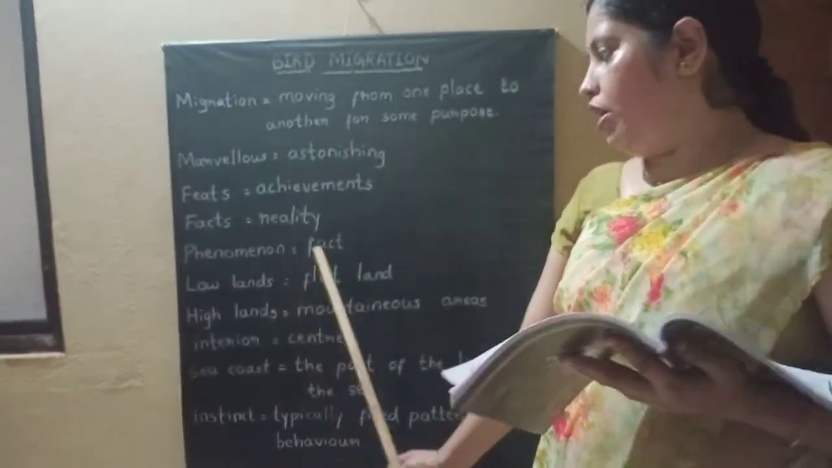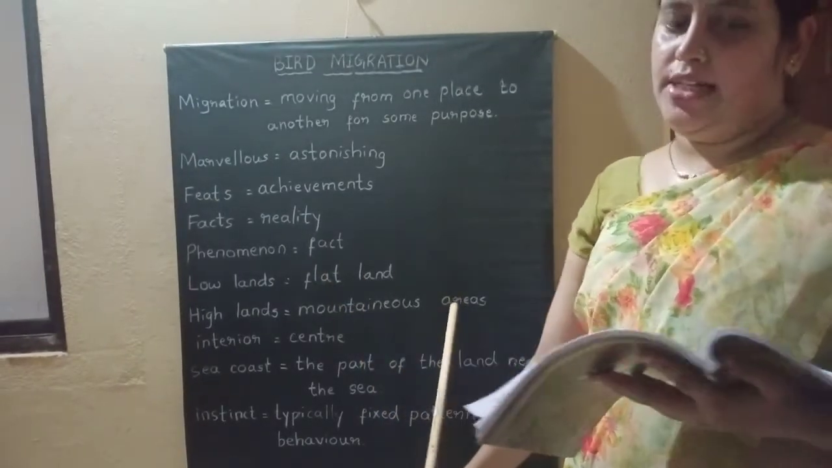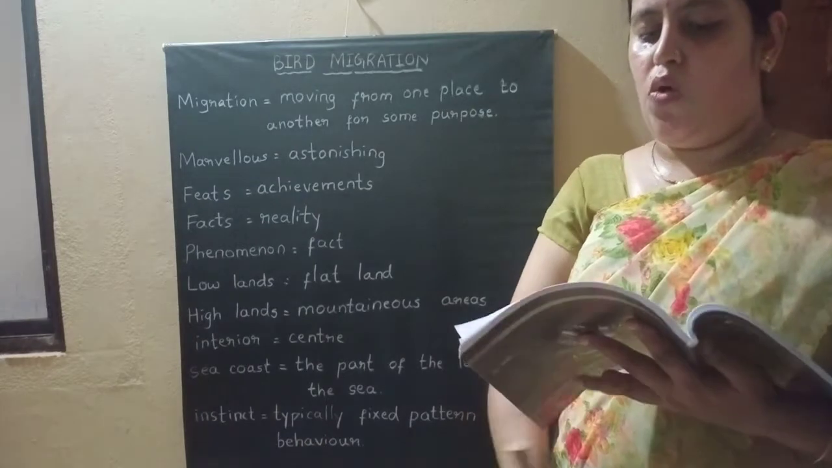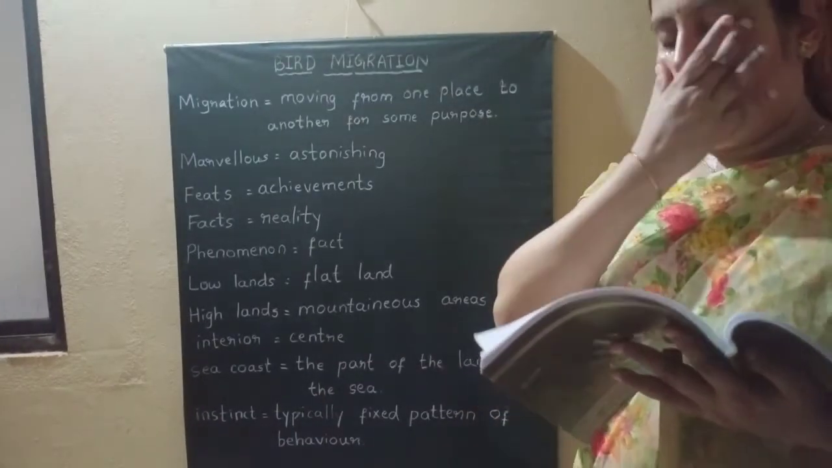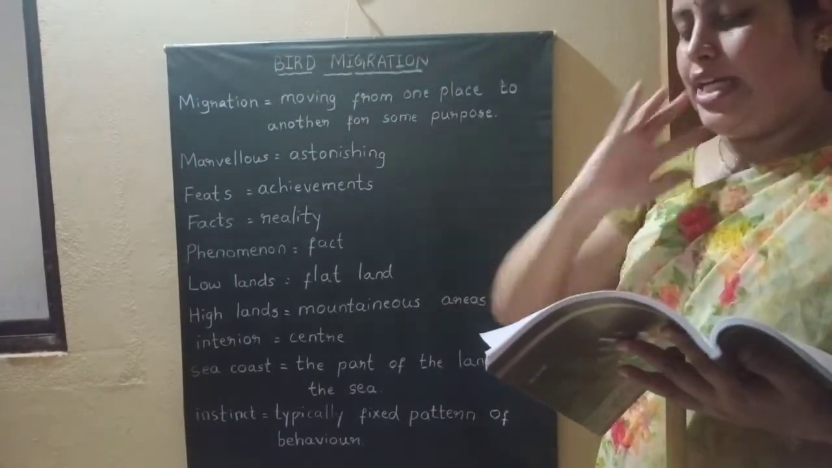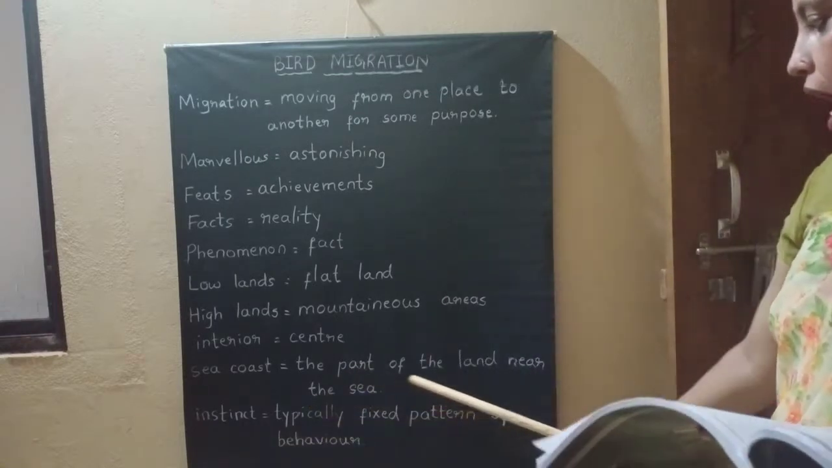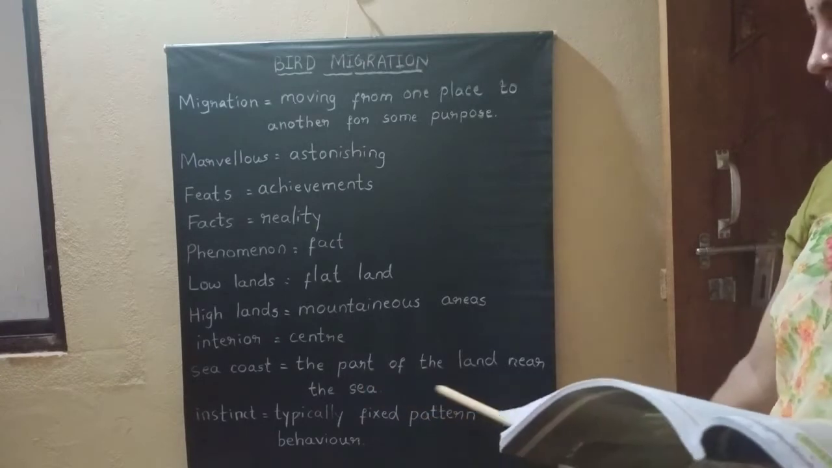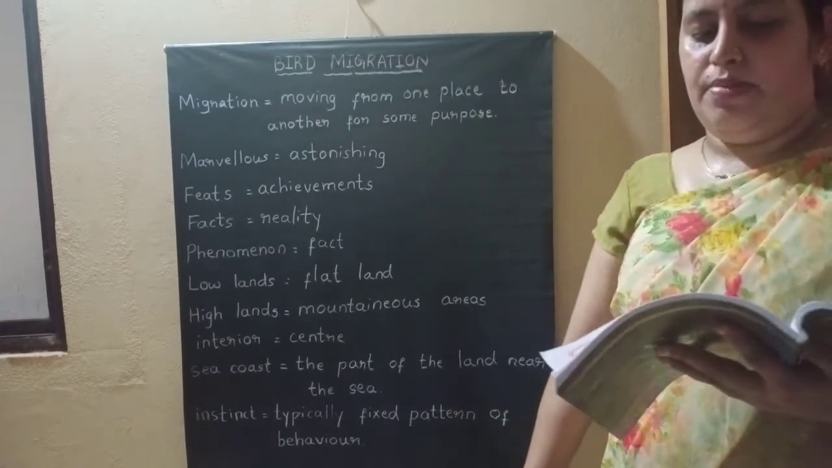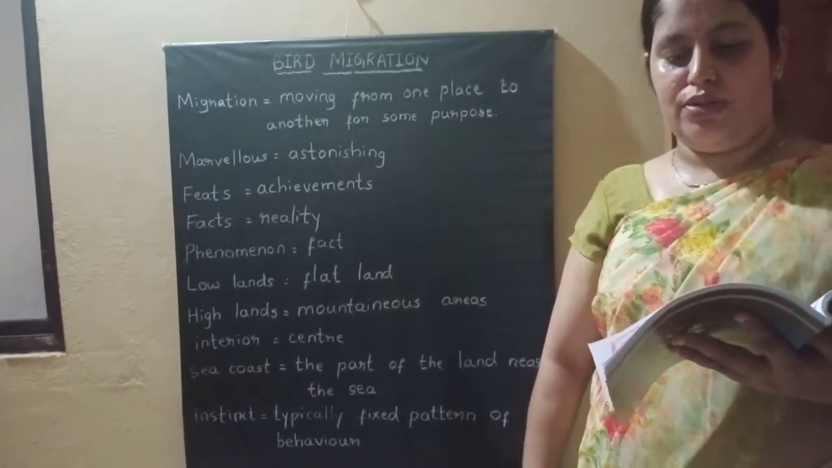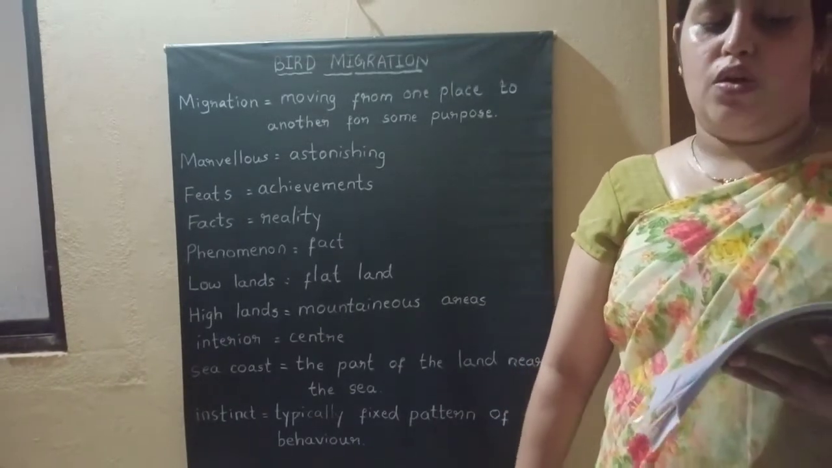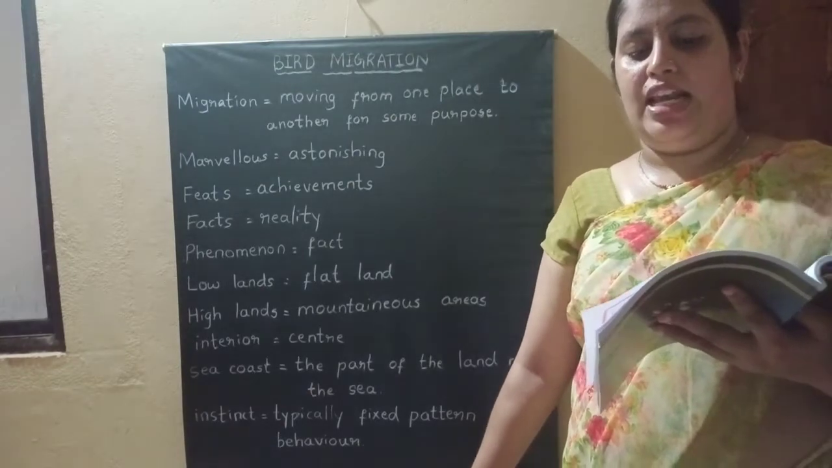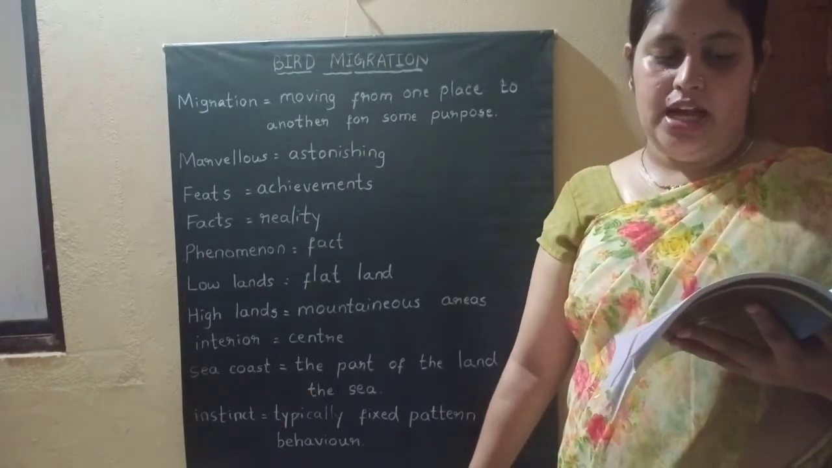They move from flat lands to mountainous areas, and from the interior of the continents to the sea coast. Sea coast means the part of the land near the sea. The birds move from flat land to mountainous areas, and also from the center of the continent to the sea coast, meaning the part of the land near the sea.